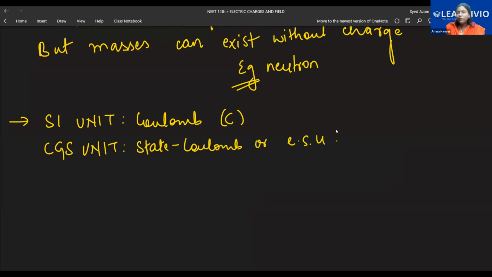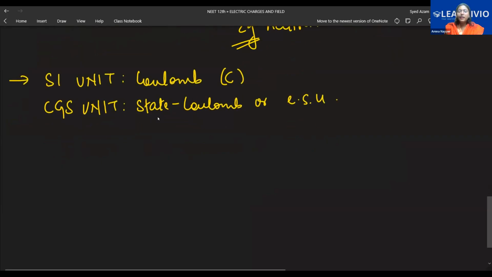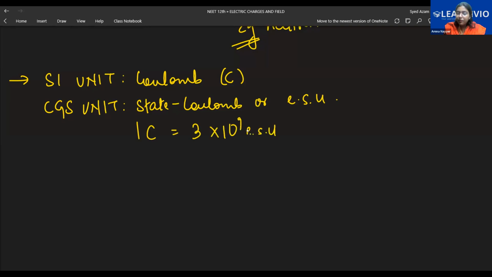Now, this we have already done. What is extra in this part? Some things extra you should know. One thing I told you, the conversion also, that if needed, you should know 1 coulomb is 3 into 10 to the power 9 ESU. This is important for your numericals.